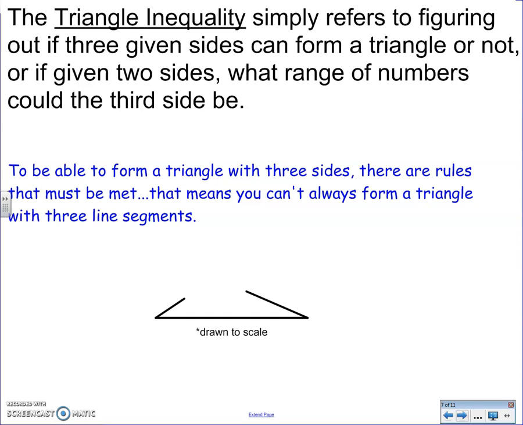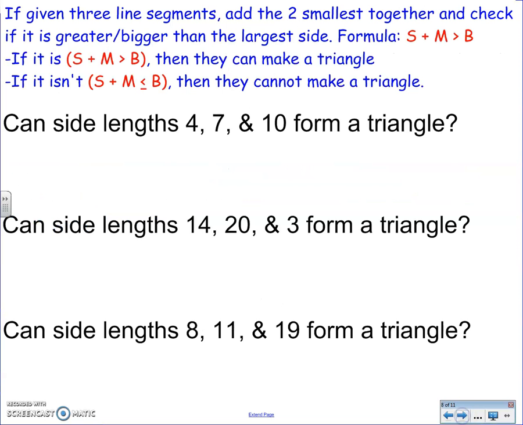So here's a picture. Here's 3 sides. This is drawn to scale. No matter how you bend or turn this left piece and this right piece, you'll never be able to make them connect. You can't make a closed triangle here. So this is impossible to make a triangle with those 3 little sides. So let's talk about the rule.